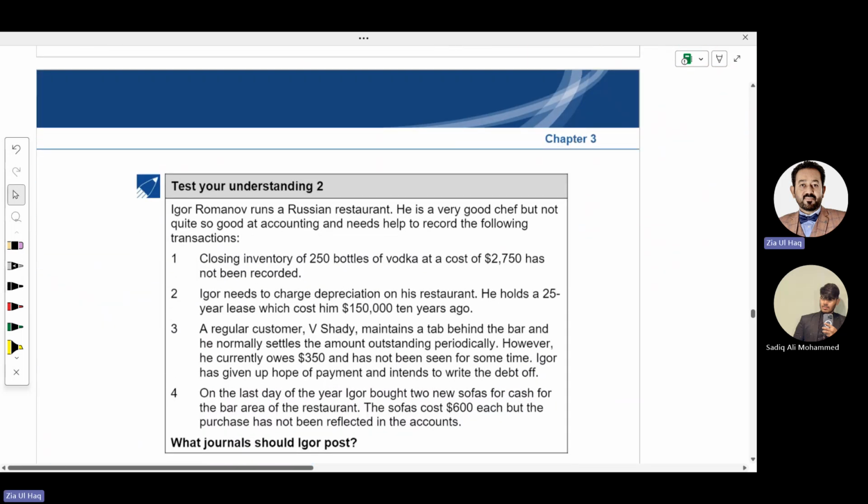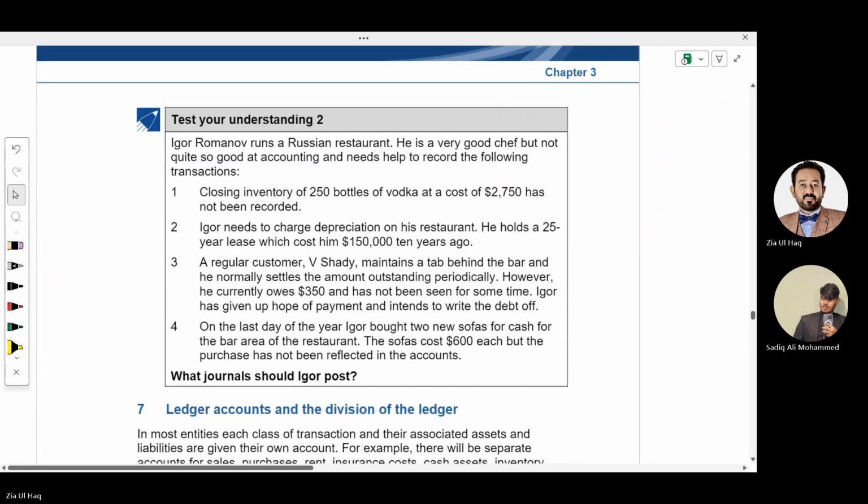And after that, we need to prepare the ledger. From the ledger, we need to prepare the trial balance, and from the trial balance, we prepare financial statements. That's your understanding too. What journal entries should be posted? We need to record the accounting entry for these transactions.